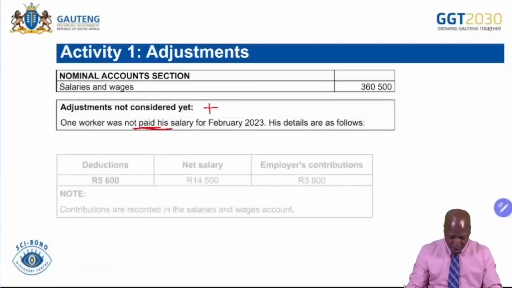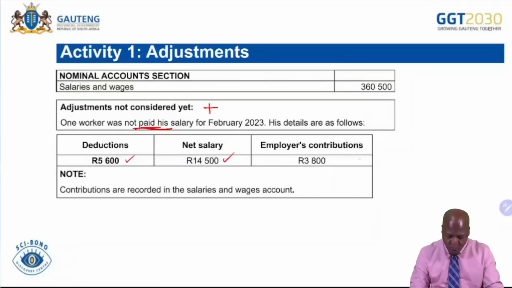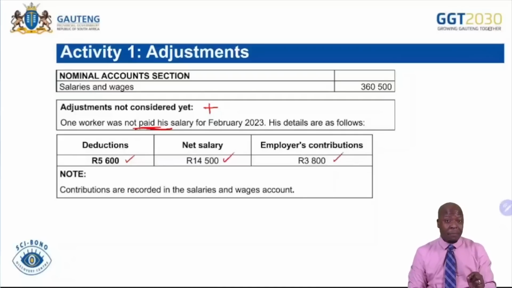Let's see if we have more information. We are then given deductions. We have net salary and we have the employer's contributions. And we're told contributions are recorded in the salaries and wages account. Very important, especially when you prepare the statement of comprehensive income, because at times they'll be recorded separately. But in this case, we are told that contributions are recorded in the salaries and wages account. Once we have this, it is very important to understand how to do this adjustment properly.